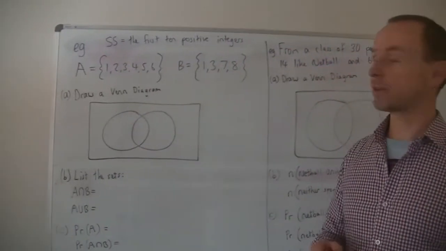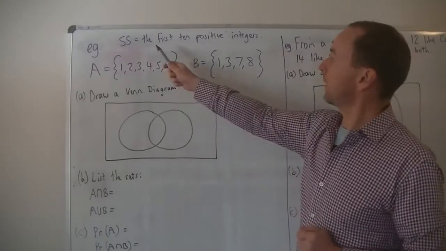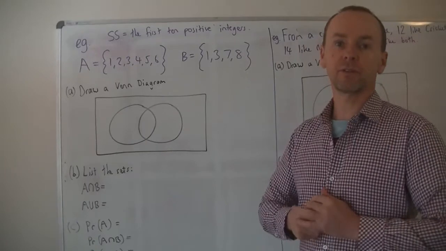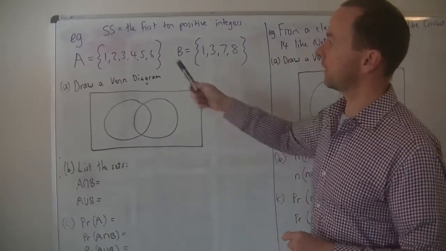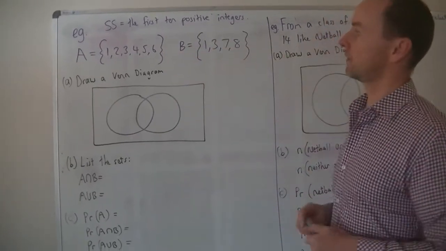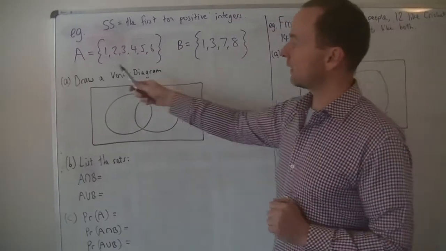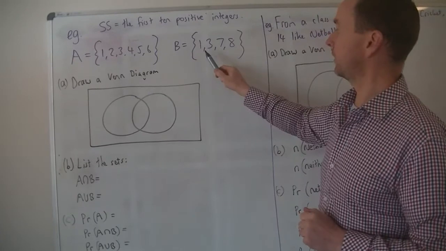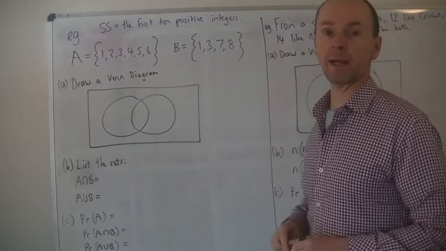Okay, let's have a look here. So the first question says, the sample space is the first 10 positive integers. Hopefully you know what an integer is, it's a whole number. So our sample space is 1, 2, 3, 4, 5, 6, 7, 8, 9, 10. Our set A is 1, 2, 3, 4, 5, 6. And our set B is just 1, 3, 7, and 8.